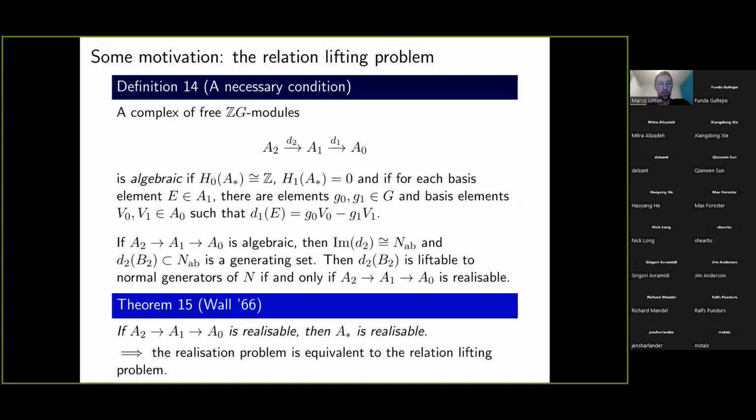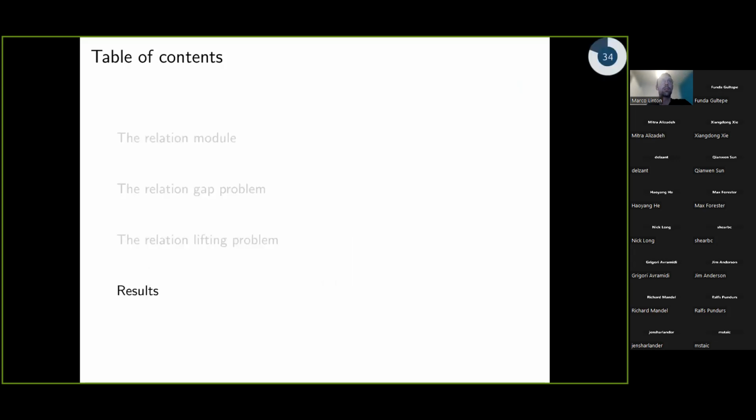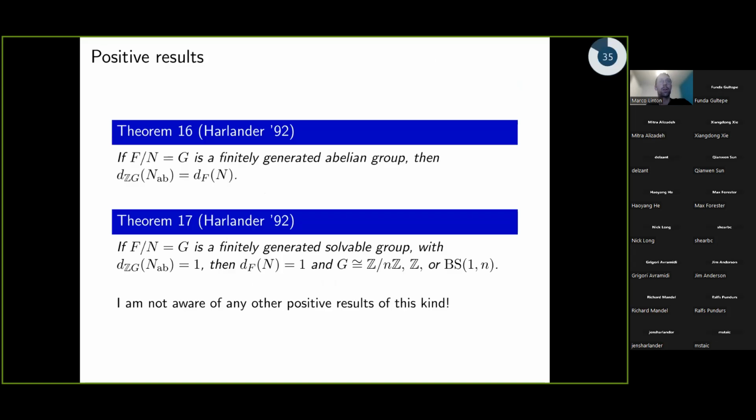So now I'm going to talk about results, so positive results and new results. As far as I'm aware, these are essentially the only positive results which are not specific examples, and they're both due to Hollander from the 90s. I think Jens is in the audience, so maybe you can correct me at some point. But the two results which I do know are these.